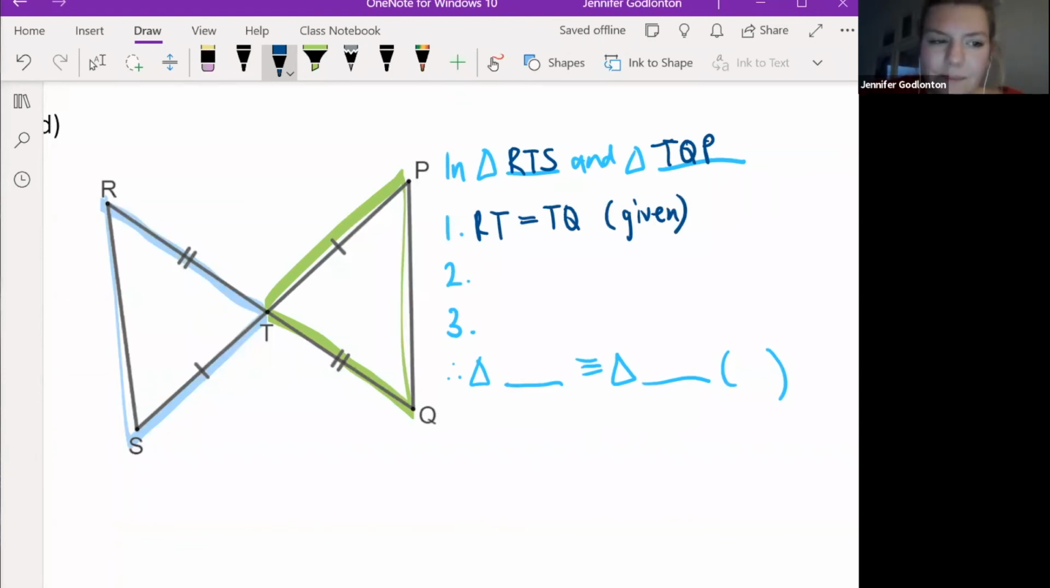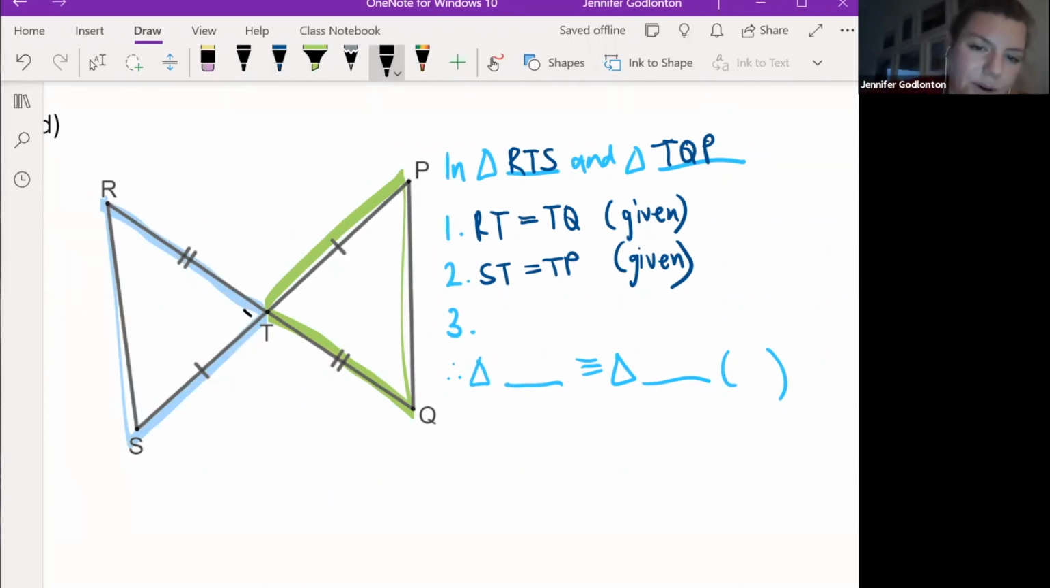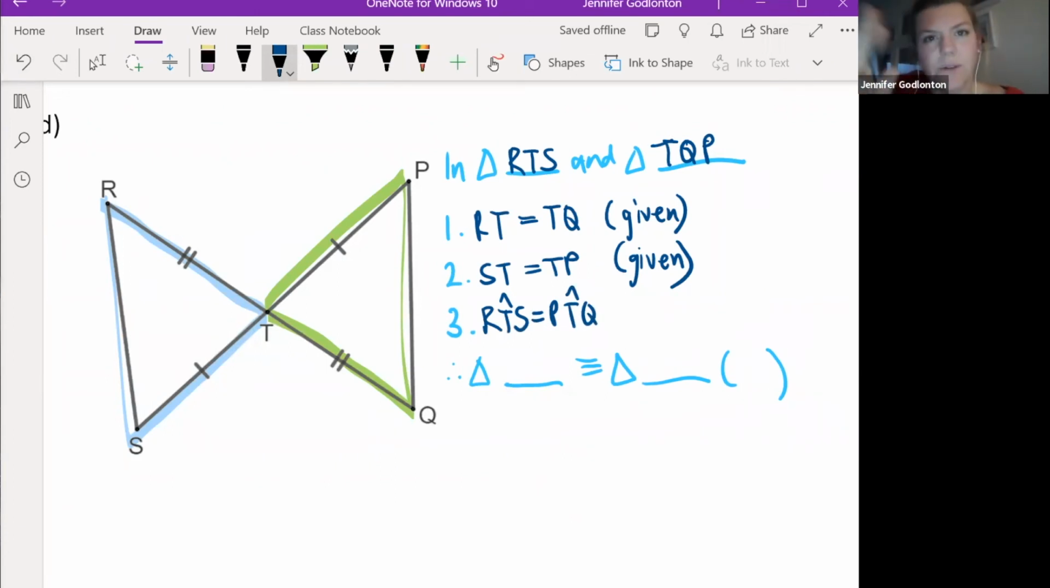Then ST equals TP. Reason is given. Good. And then by T, there are two angles. Would you say T1 equals T2? If in your picture you wrote a 1 and a 2, then you can. But because they're not there, and I think some people would have written it the long way, I'm going to write RTS is equal to PTS, PTQ. But if you wrote the 1 and 2, then that's fine.